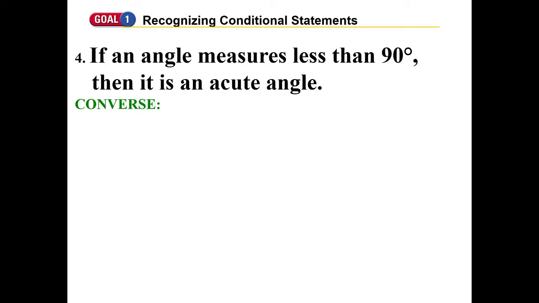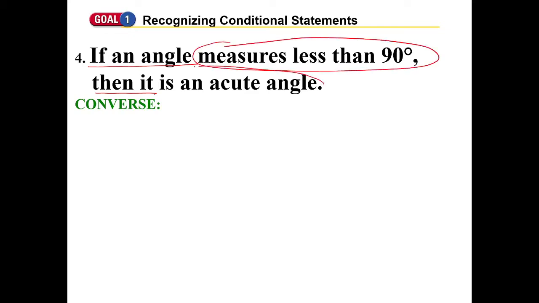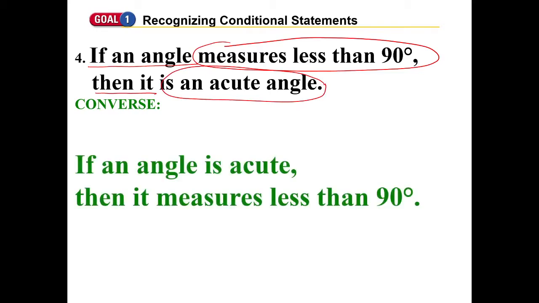If an angle measures less than 90 degrees, then it is an acute angle. If an angle is acute, then it measures less than 90 degrees. Meaning, what will remain will remain, and we will interchange this one with this one. So I can make use of: if an angle is acute, then it measures less than 90 degrees. It's also fine to say: if an angle is an acute angle, then it measures less than 90 degrees.